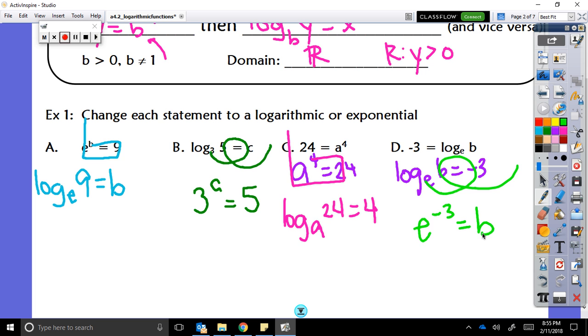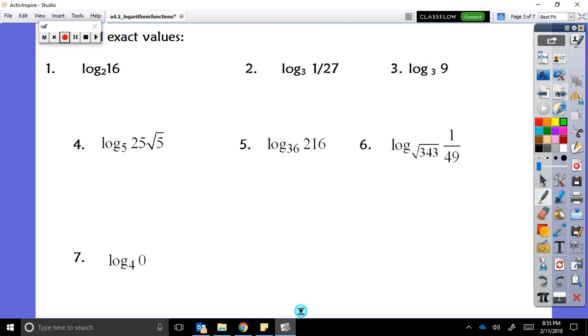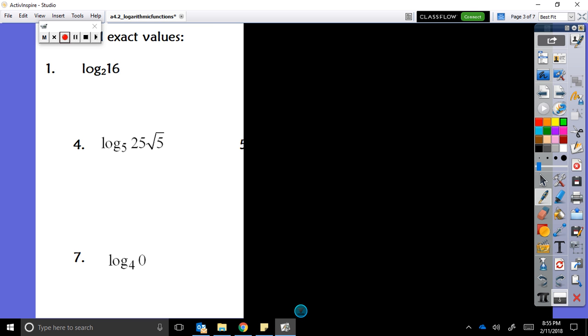Okay, here's part 2 of your homework, and that is using what we know about logs to find exact values. So no calculator. Do not go to your calculator on this one. Okay, here's the easiest way to think about this. We're going to look at this first column together, and then I'm going to have you try the other ones.